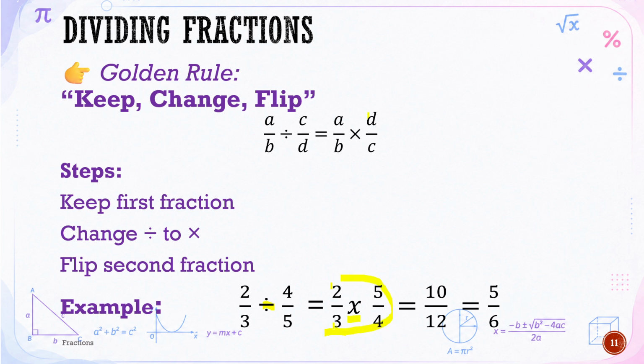Now this is your simple multiplication. All right, so you would do 2 multiplied by 5, that is 10, and 3 multiplied by 4, that is 12. Have further simplified it to 5 by 6, right? You can leave it as 10 by 12 also, which is also a correct answer, but it is always nice to simplify the fraction to its lowest value. All right, so that's what dividing the fraction is. Remember, the rule is keep, change and flip. Keep the first fraction as is, change division into multiplication, and then flip the second fraction.